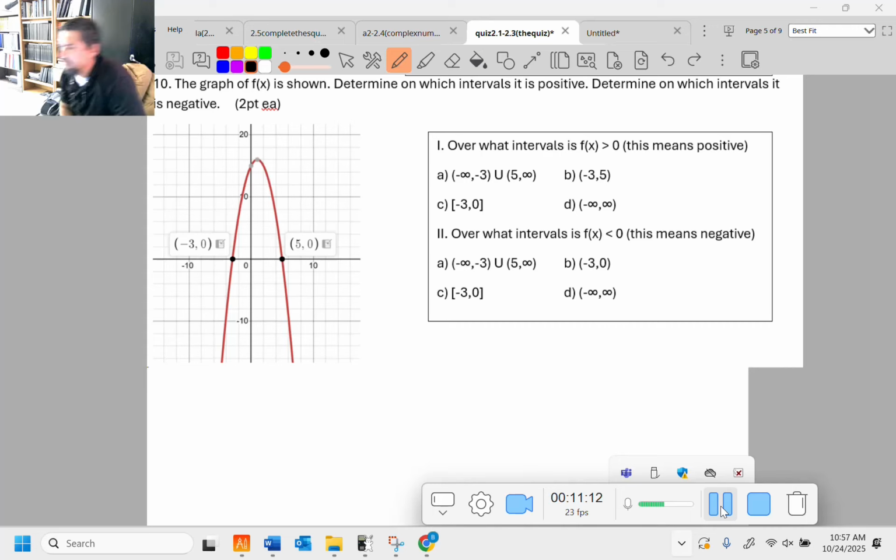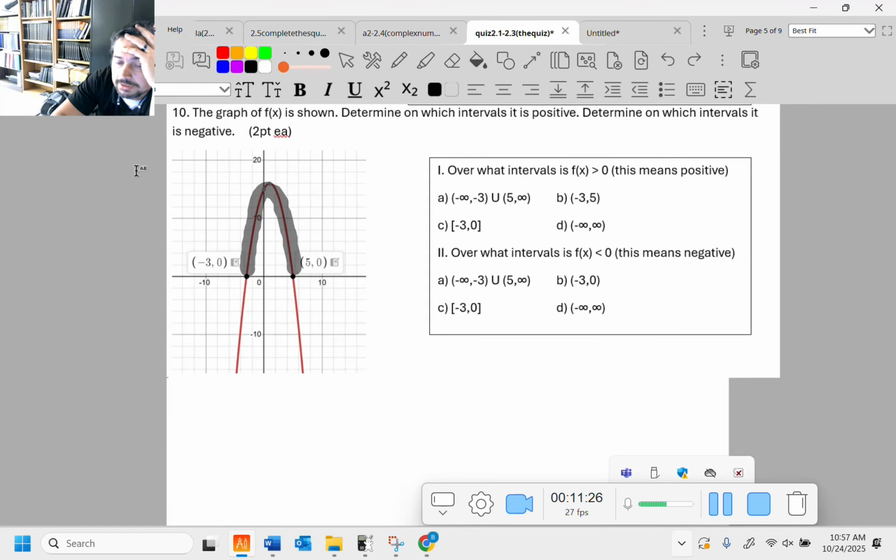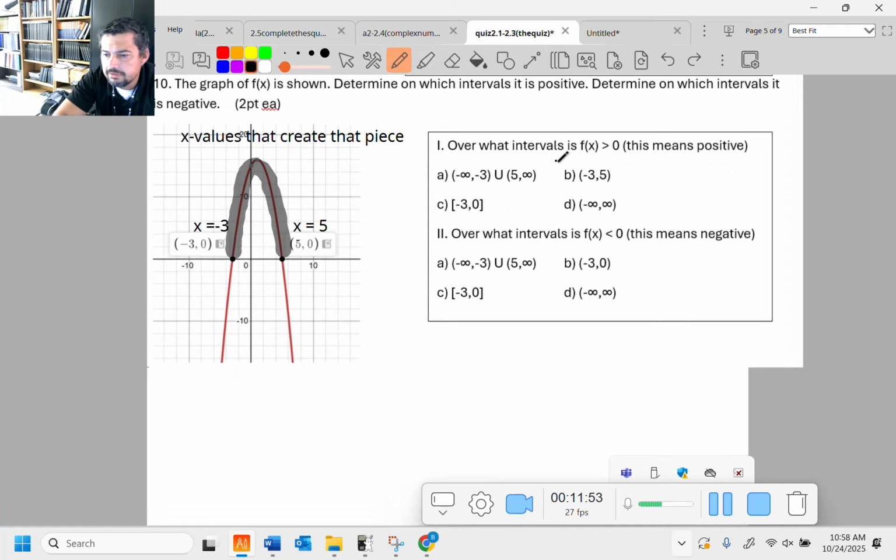Y'all still don't understand interval notation, do you? So when I talk about the graph being positive, I'm talking about the stuff above the x-axis. Now, the interval is going to be the x values that define that piece. When I talk about an interval, it's the x values that create that piece, okay? That piece is created with a left boundary where x is -3. You see it? It says x equals -3 there. And it stops being drawn when x is 5. So that's it. It's -3 to 5.